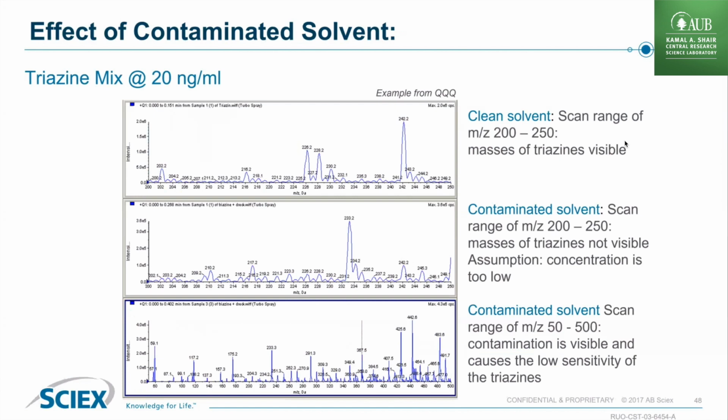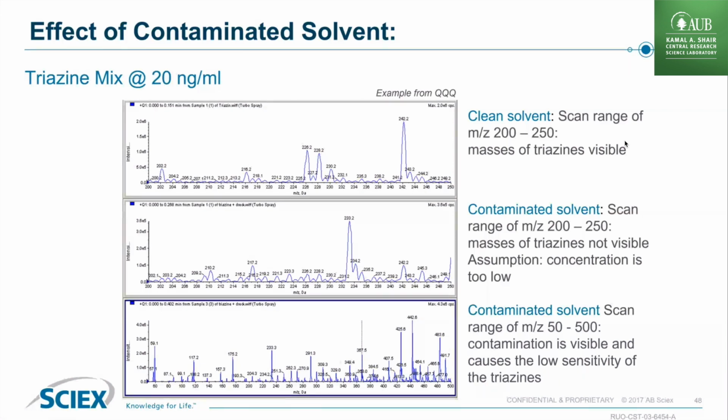And here's another example of contaminated solvent. So this goes back to the triazine analysis. This is a full scan instrument. Now the top pane is the mass spectrum of the triazine mix. For those of you who worked with Mare, you know the masses. I know them because I use triazines a lot, right? So here's 202, 216, 226, 228, 230, and 242. Those are the 7 triazines.